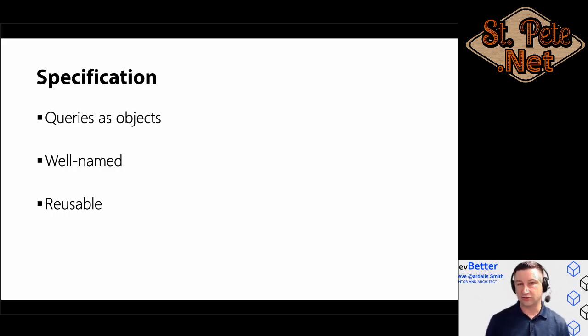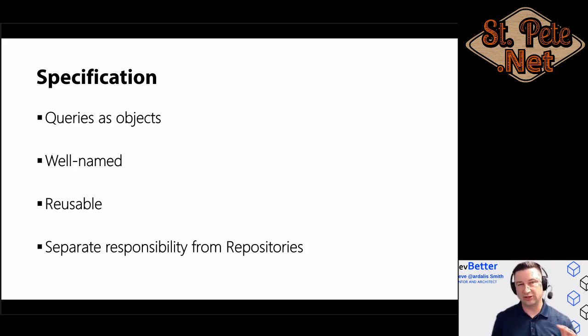They're an abstraction. They're a way for you to specify which objects you should match or not from a given collection. And so you can use specifications not just for database queries. You can also use them for things like validation or deciding if something is fit for a given purpose. In the context of this presentation, we're going to apply them to repositories. They do a really good job of separating responsibility from repositories.